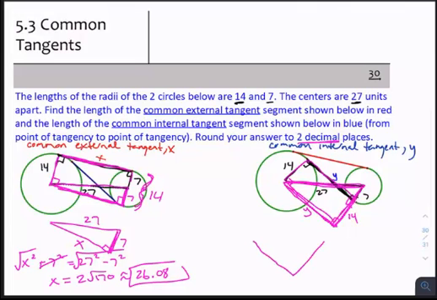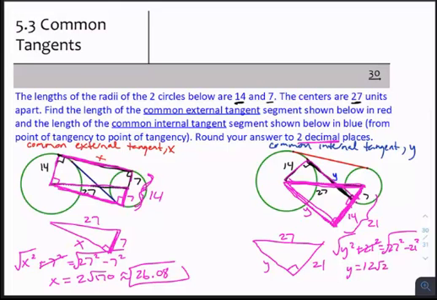I'm going to pull that out. Here, I have a length y, and a hypotenuse of 27. This whole length here is the portion that's 14, plus the remaining portion, the radius of the other circle, which is 7. So this whole length, 21, is the leg of that triangle. Now I can use the Pythagorean Theorem: y squared plus 21 squared is equal to 27 squared. Subtract 21 squared from both sides and extract the square root, and I get y is equal to, in exact form, 12 root 2, and my decimal answer, rounded to 2 decimals, is 16.97.